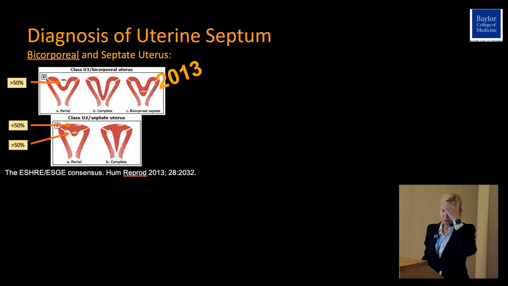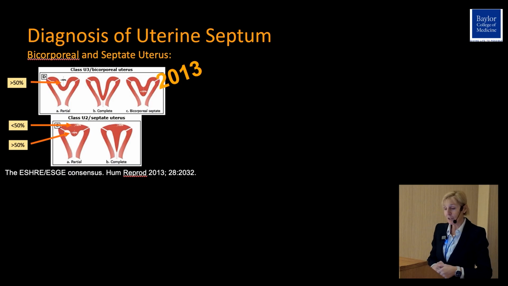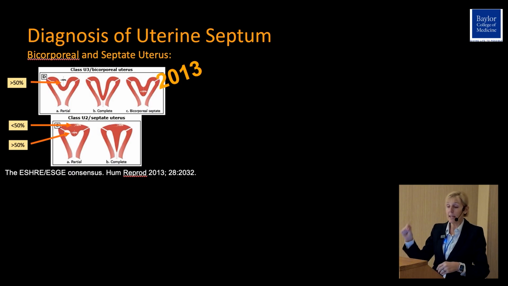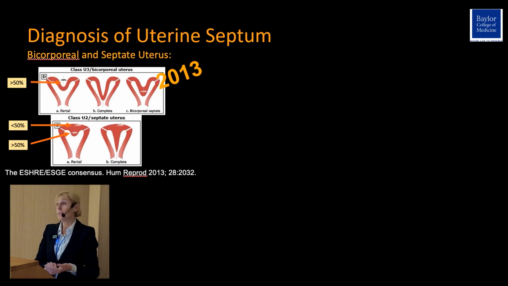So I promised you to touch upon the ASRM-ESGE classification. It came out in 2013, and they were basically diagnosing the bicornuate uterus and the uterine septum more or less in the same way. So they were measured as an internal indentation that was more than 50% of the total thickness of the fundus. But then they came back saying, oh, but if you have a fibroid, that's not so accurate anymore. Oh, and if you have adenomyosis, that's not accurate so much anymore.